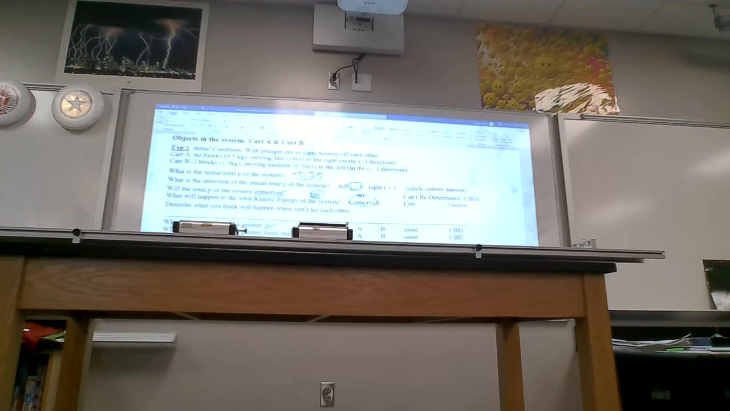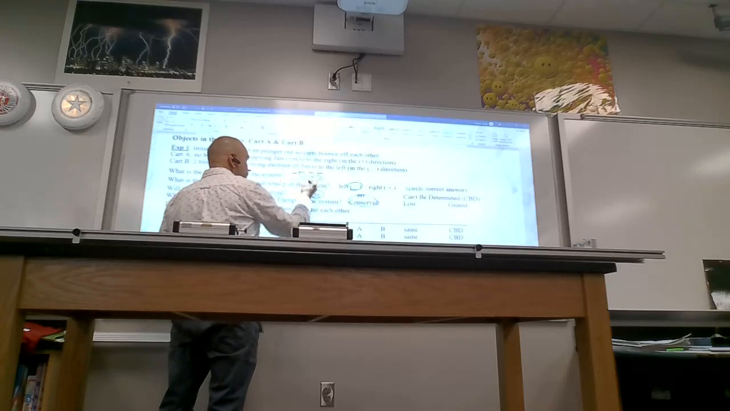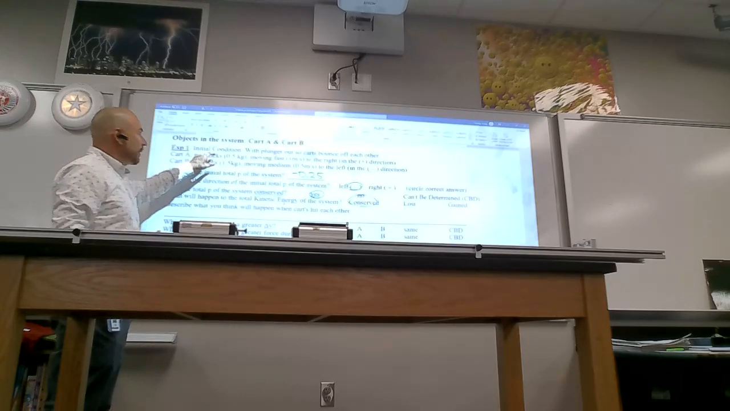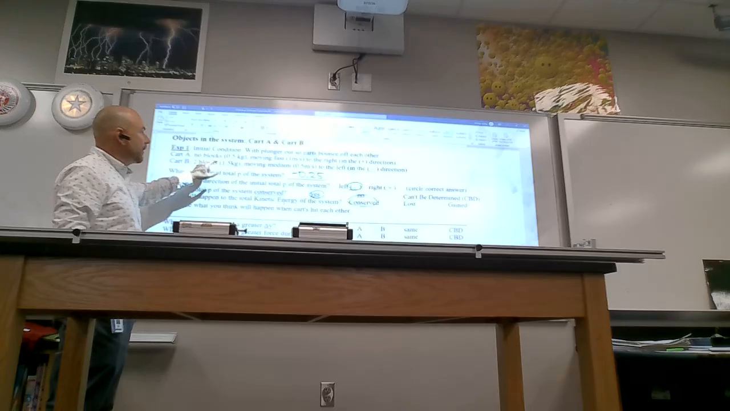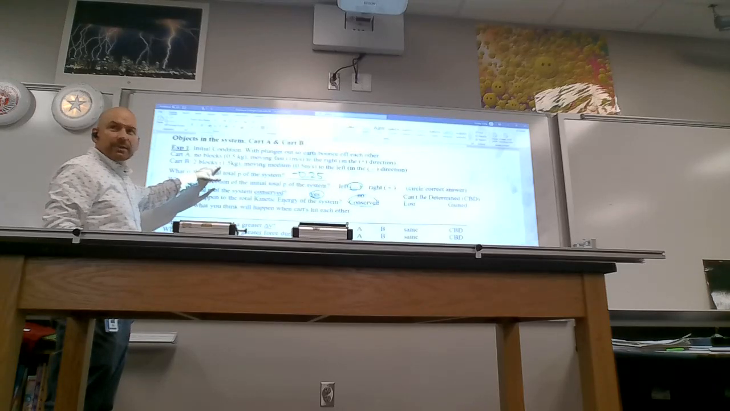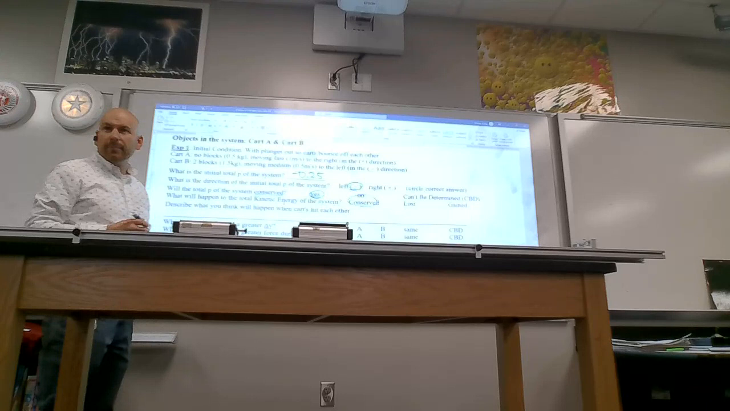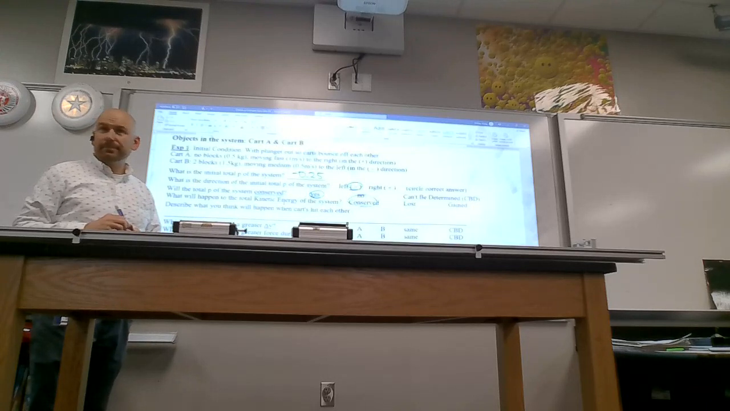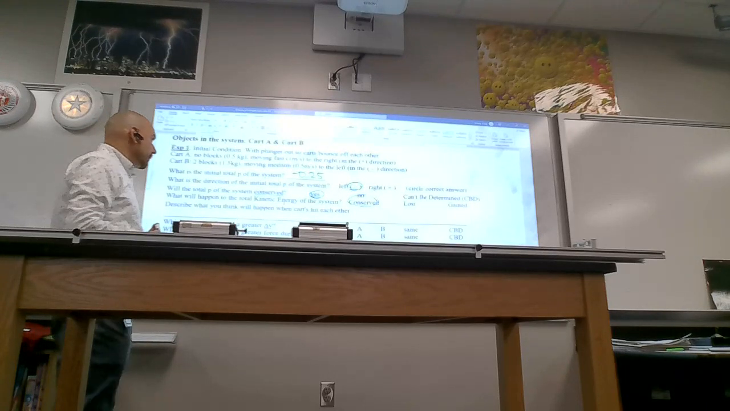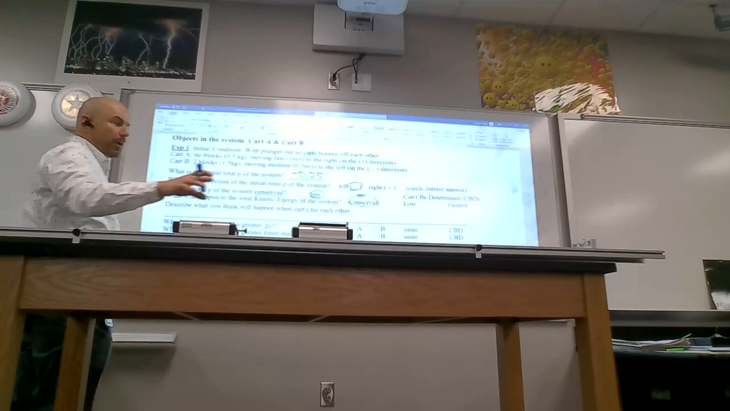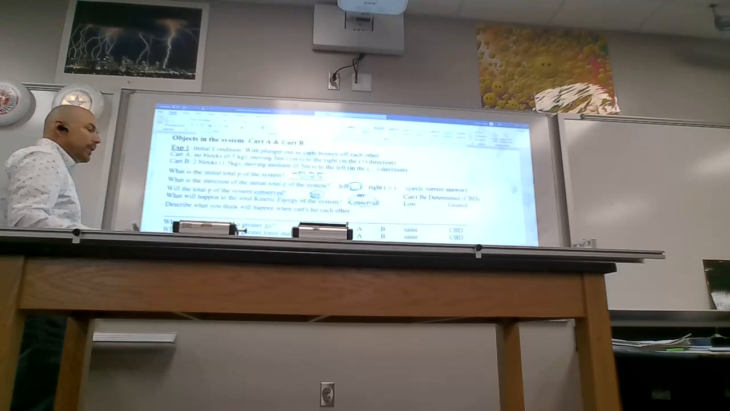So how do we do? Okay. Remember to incorporate direction. So you had a positive 0.5 and you had a negative 0.75. Add those together, you get negative 0.25. Good? Remember direction. So we're going to put both objects in the system, cart A and B. Momentum will be conserved. Kinetic energy also will be conserved because it's an elastic collision.